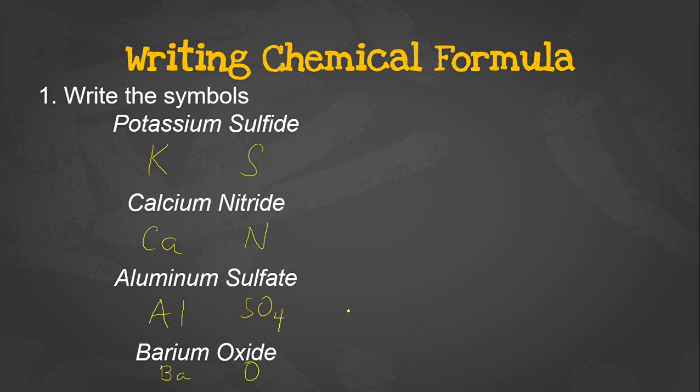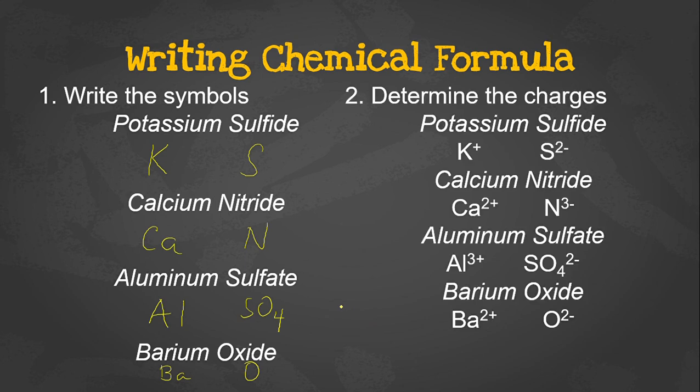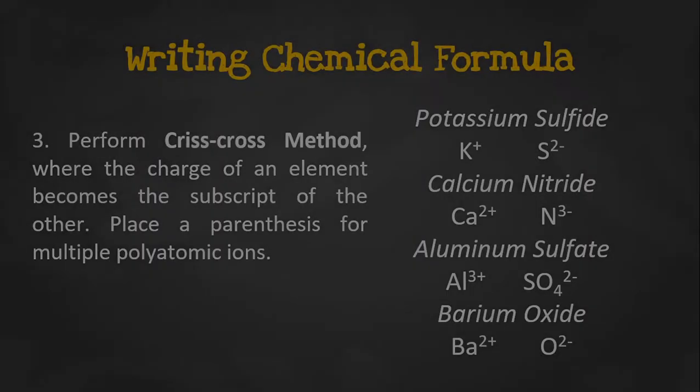Ayun. Now, second step is to determine the charges. So, positive 1 si potassium, and sulfur is negative 2 or 2 negative. Calcium is 2 positive, while nitride is 3 negative. Aluminum is 3 positive, while sulfate is 2 negative. Barium is 2 positive, and oxide is 2 negative.